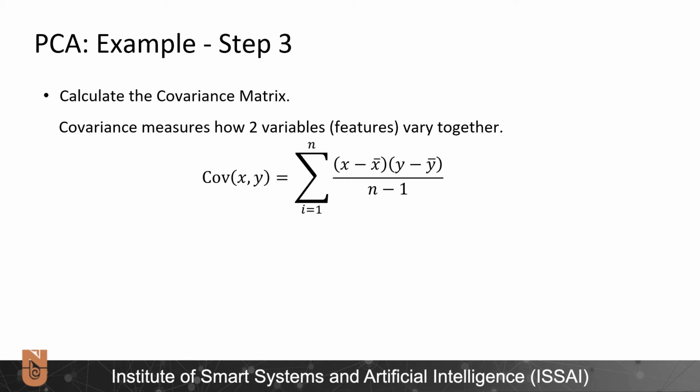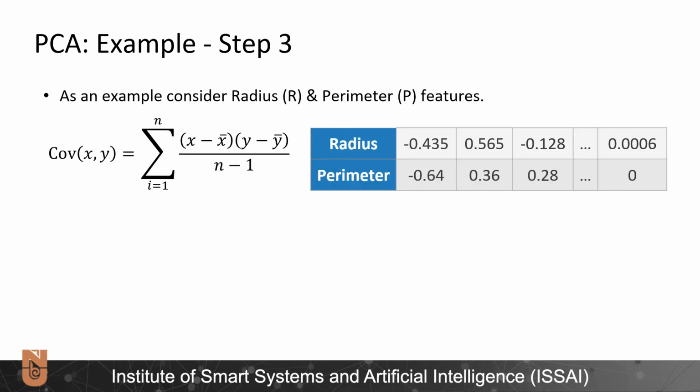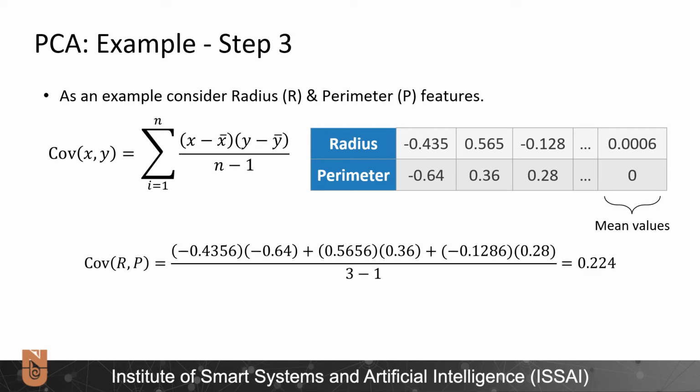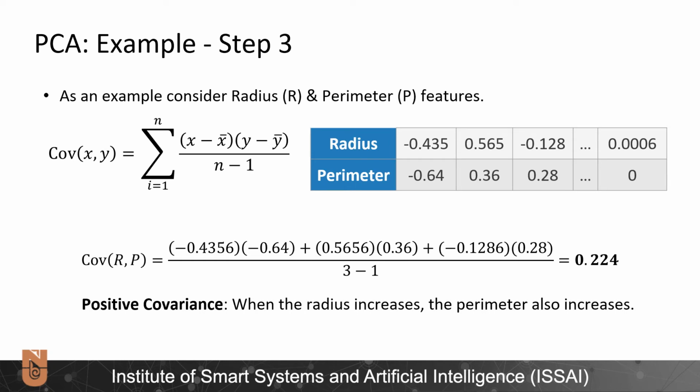Covariance measures how two variables, in this case features, vary together. As an example, consider radius and perimeter features. We calculate the mean value for each feature and then compute the covariance using the formula. So the covariance between perimeter and radius is equal to 0.224. It is a positive covariance. It means that when the radius increases, the perimeter also increases. Similarly, when radius decreases, the perimeter also decreases.